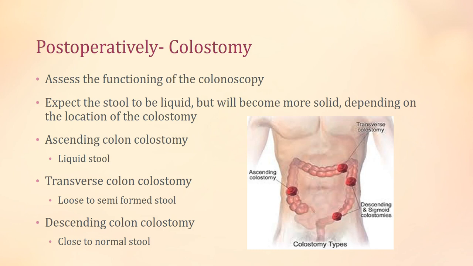I've had patients who have had ileostomies, and literally I gave them a pill and it didn't digest very well, and within about an hour or two later, it's coming out of their ileostomy bag. So that's why they say based on where it's placed, it depends on what the stool will actually look like. An ascending colon colostomy will be a liquid, a transverse colon colostomy will be loose or semi-formed, and a descending colon colostomy is going to be close to a normal stool.